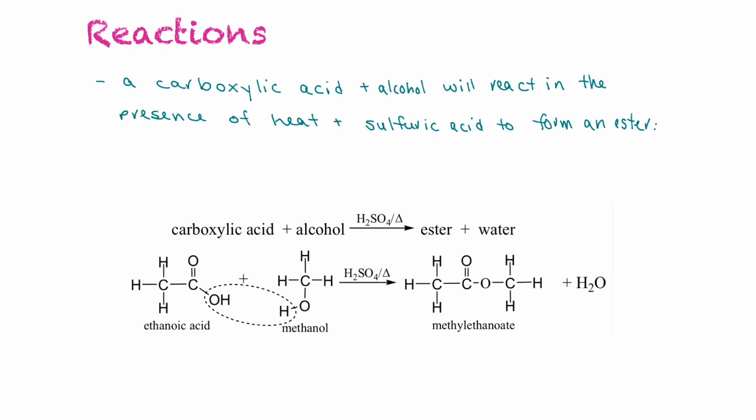So an ester is formed when you react a carboxylic acid and an alcohol in the presence of heat and sulfuric acid. And here below is an example. So we have ethanoic acid reacting with methanol, and the OH from the ethanoic acid is removed, and the hydrogen off of the alcohol is removed, so that forms a water molecule, and then we end up with methyl ethanoate. And this is known as a condensation reaction because you're condensing the 2 molecules together and you're losing some water. It's also known as dehydration synthesis. It's a synthesis reaction. You're putting 2 molecules together and you're dehydrating, you're removing a water.